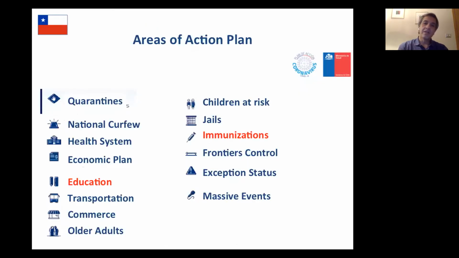In Chile, the government and the state implemented different areas of action plan that included quarantines, national curfews, changes in the health system, integration between the public and the private health system, an economic plan, transportation, and other factors. But I would like to emphasize that we had to make some changes in our educational system and also improve and start a very, very intense immunization program.